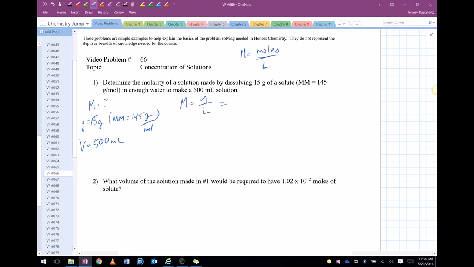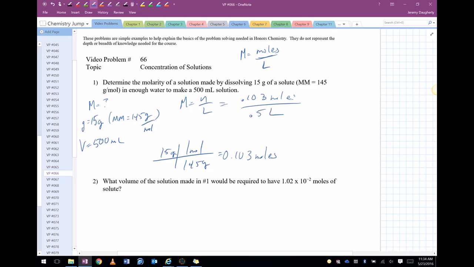So let's get our moles first. We're going to take 15 grams. 1 mole weighs 145 grams. So a little more than 0.1, and I get 0.103. And that's moles of this mysterious substance. So 0.103 moles. And then I have to convert my milliliters to liters, so that's 0.5 liters.